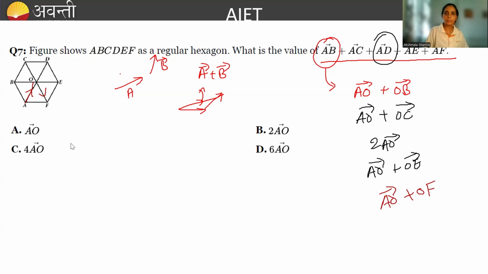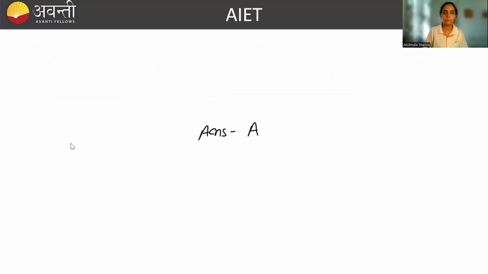Now you see clearly here, OB is opposite to OE, right? So this OB will get cancelled with OE, and you see here OC is opposite to OF. So this will get cancelled, and it will remain as 6AO. So what should be the answer here? The answer should be 6AO. That is your D.